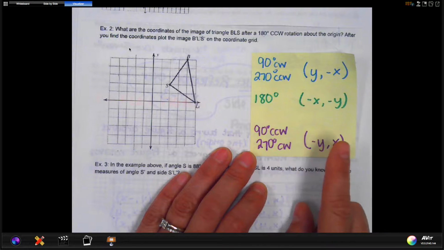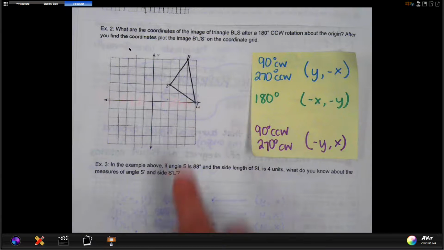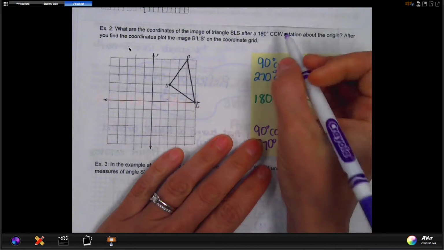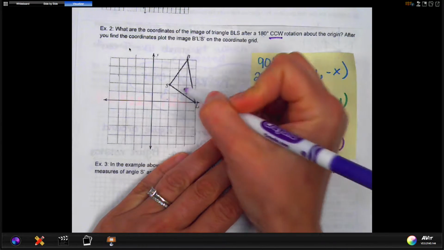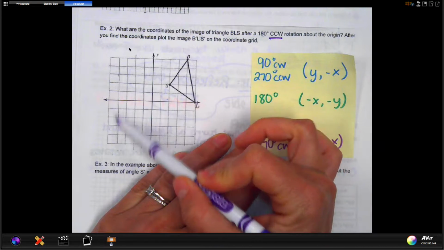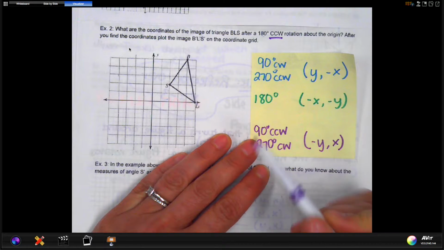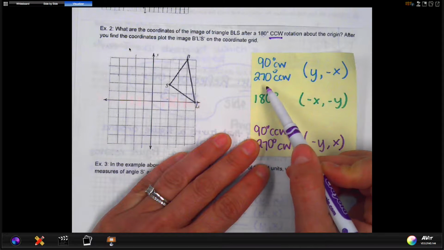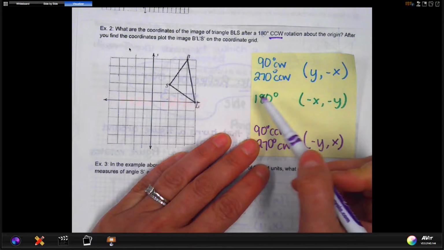So let's talk about just a quick review here using this example. It says, what are the coordinates of the image of triangle BLS after a 180 degree counterclockwise rotation about the origin? Let me remind you that 180, even though on here it states counterclockwise, whether you go clockwise or counterclockwise, that's really jumping 2 quadrants. So either way, you're going to land in this quadrant here, and it doesn't matter. It matters when we're at 90 or 270. 90 would be 1 quadrant, and 270 is 3. So that's why that matters.